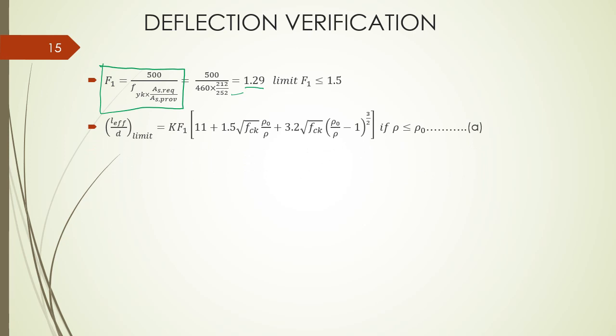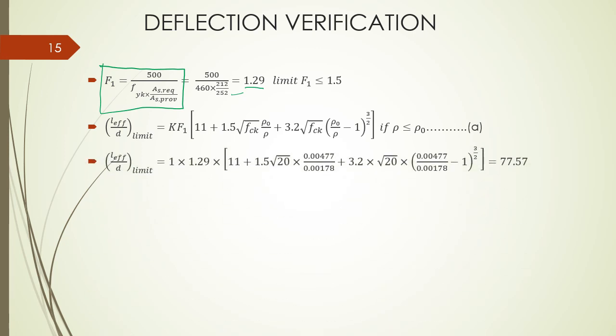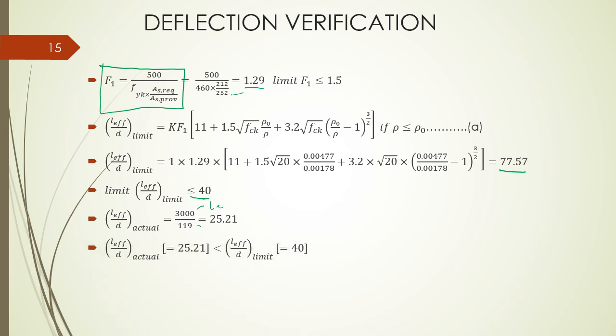Next, we'll fill in and replace these figures to get our span to depth limit that the code allows, which is 77.57. However, an additional requirement is that this limit should never exceed 40. So we will use the limit of our span to depth as 40. We'll then calculate our actual span to depth ratio, which will be 3000, the shorter span Lx, over the depth 119, to get 25.21. And since 25.21 is less than the limit of 40, then you can say this slab is adequate in deflection.